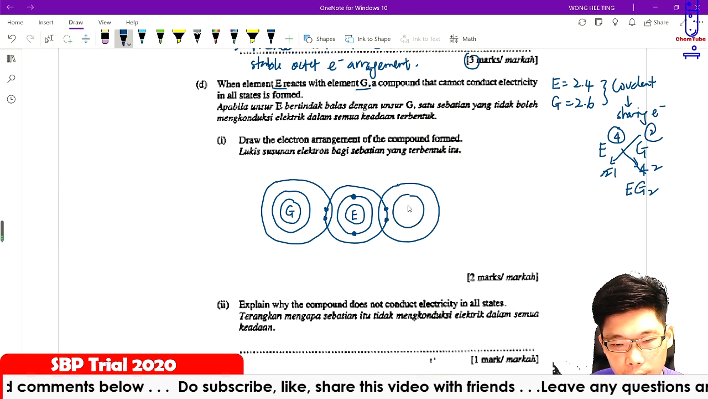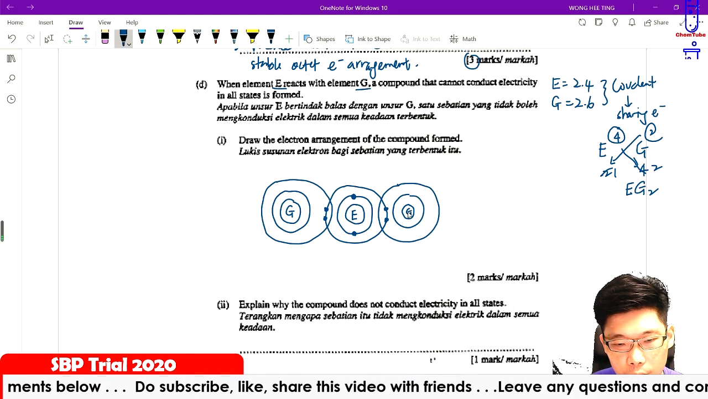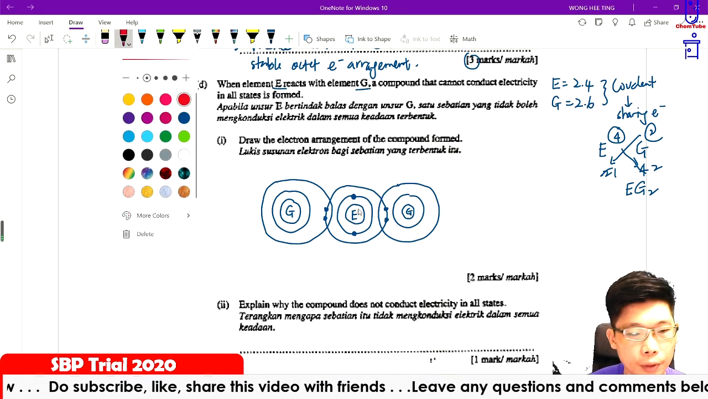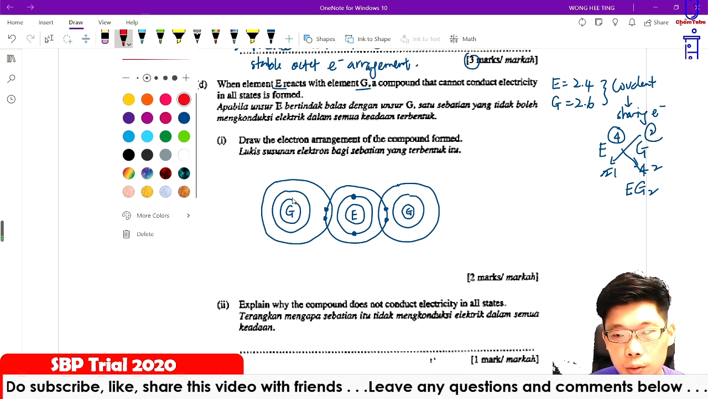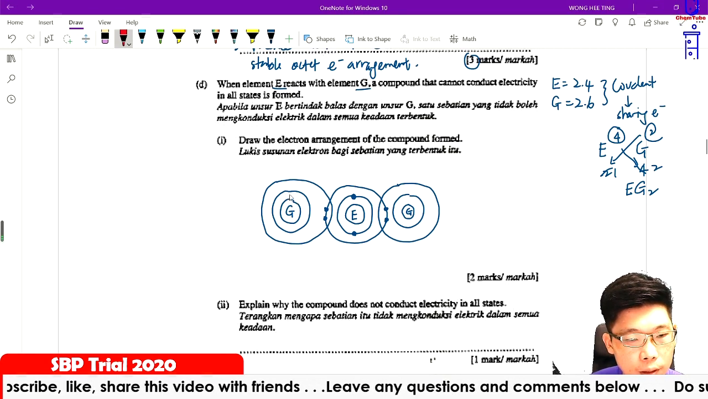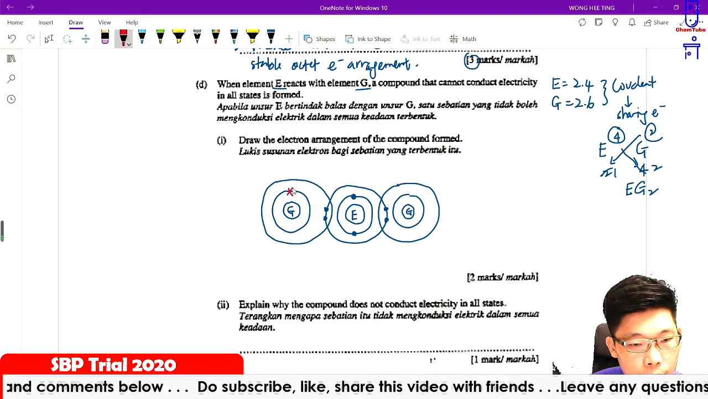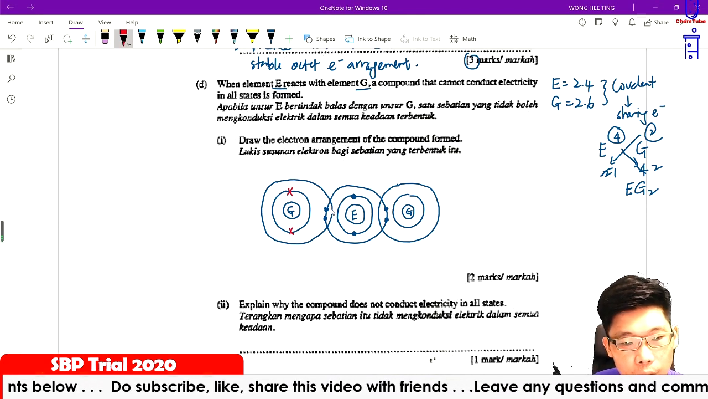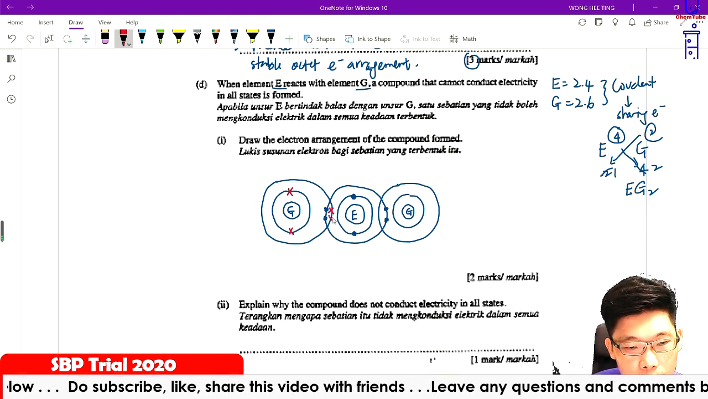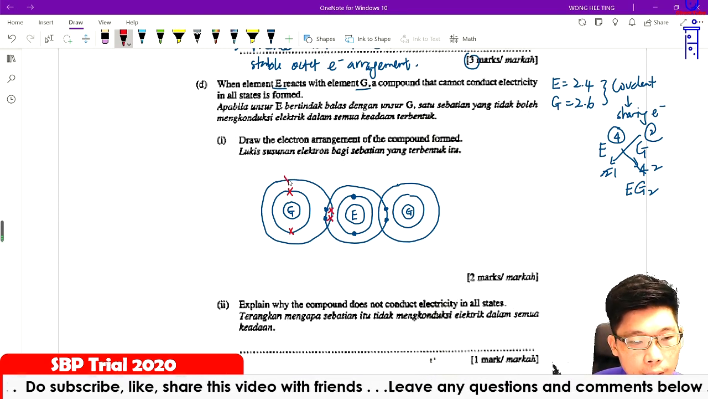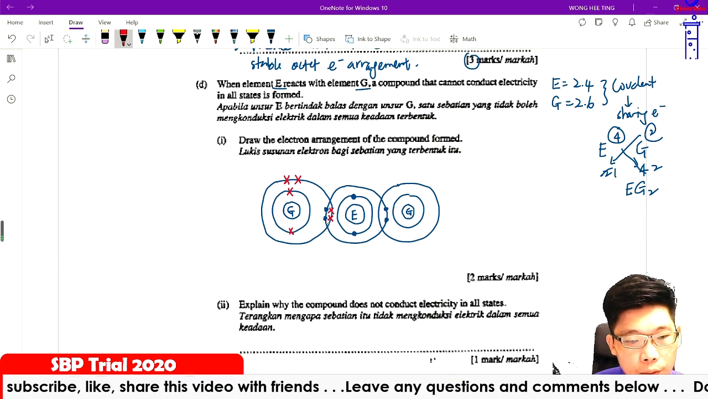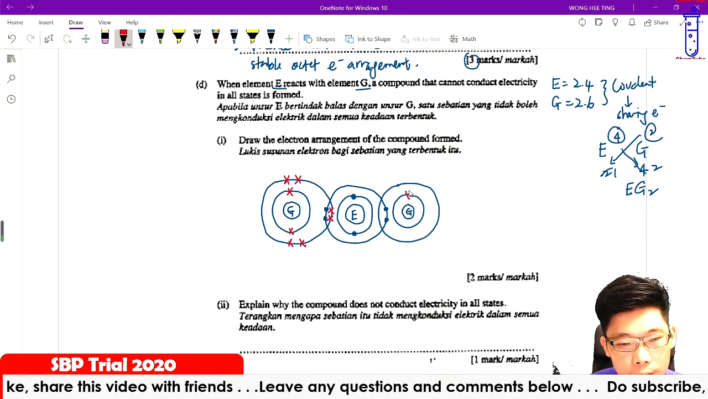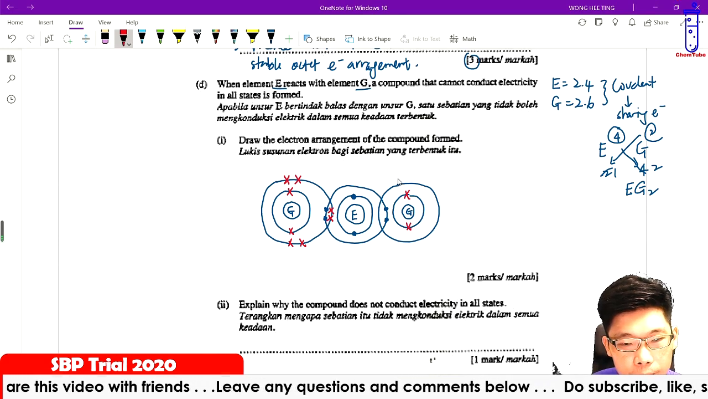They share the electrons. So for G, I use different colors. For G, it is 2, 6. So first shell is 2. Then 2, 6, so share 2 electrons. So another 1, 2, 3, 4, 5, 6. This G also the same.